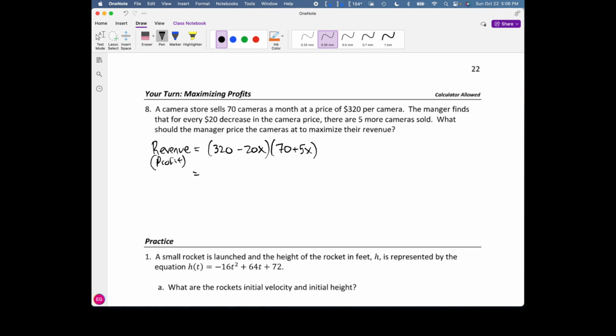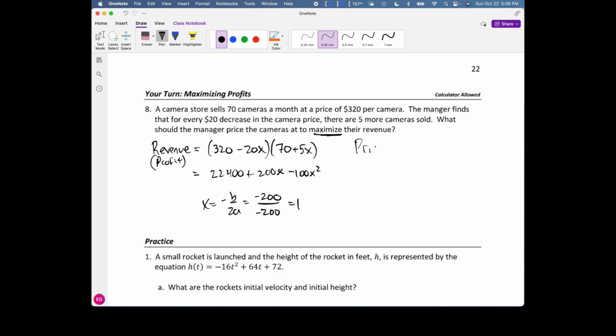We're going to do the same thing. We're going to FOIL it all the way out. We're going to get some big numbers. You can use your calculator to help you figure out what those big numbers are. But remember, we're not graphing these ones. So we're going to do negative b over 2a to find what the maximum of this thing would be. So that's going to be negative 200 over negative 200. So we're going to get 1. So we can only do 1 decrease.